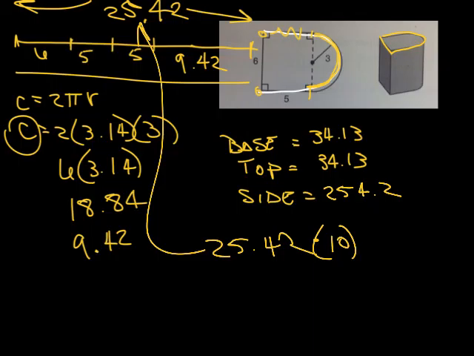Then we're going to add this whole thing up. So when we add these up, we've got 34.13, 254.2, we add those all up, and we get 322.44 for the area there. And that's it for lesson 15. We'll do the problem set in just a minute.